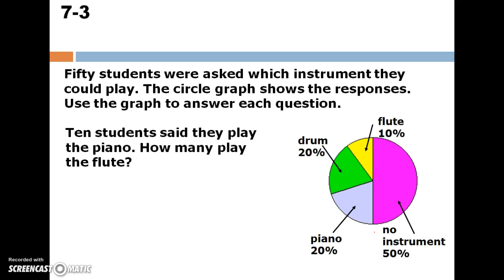50 students were asked which instrument they could play. The circle graph shows the responses. Use the graph to answer each question. Again, we're interpreting the data. It tells us 10 students said they play the piano. So here, 10 students play the piano. How many play the flute? Well, if you notice, the piano is 20%, and 20% is 10. Well, the flute is 10%, and 10% is half of 20. So half of 10 is 5. So 5 students play the flute.